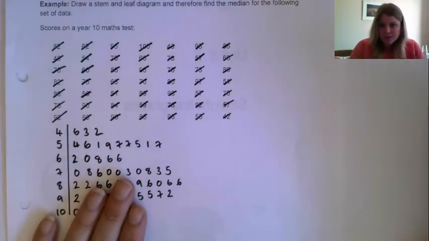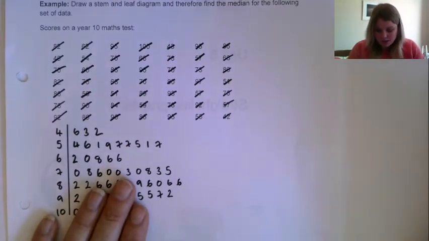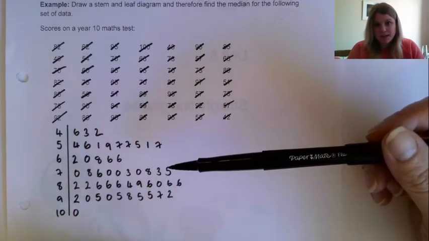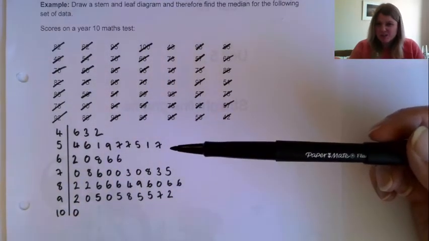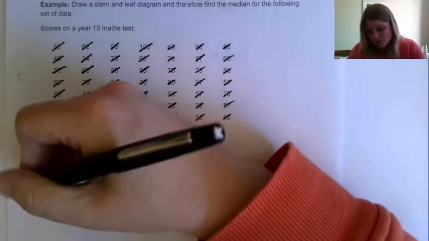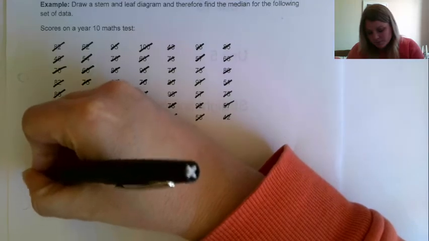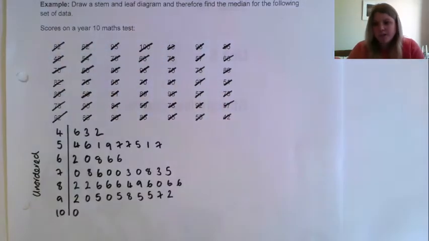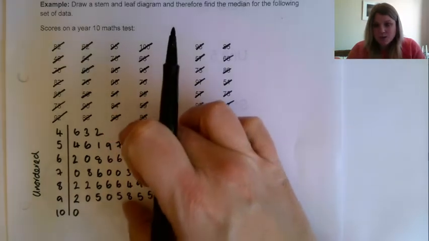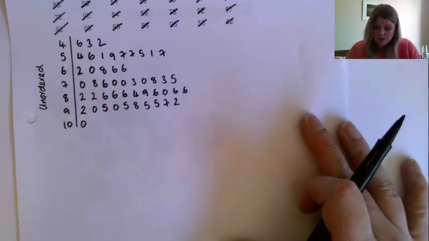So with our stem and leaf diagram, this isn't finished yet, because if we're going to be using this to find our median, then remember, to get the median, our numbers have to be in order. So this here would be an unordered stem and leaf diagram, and you wouldn't get full marks for it. So I'm going to take this information now and put it in order. So let's do that just underneath.